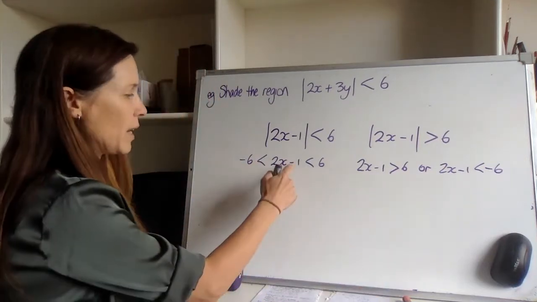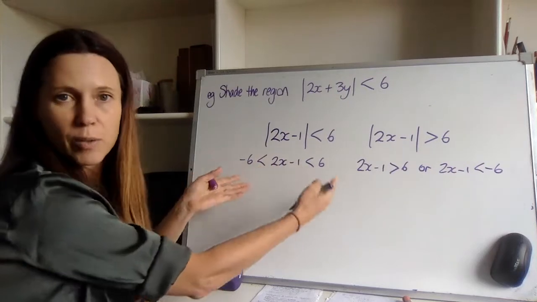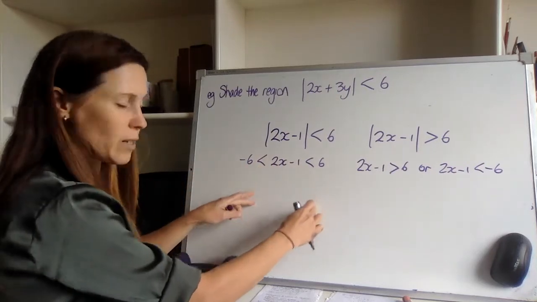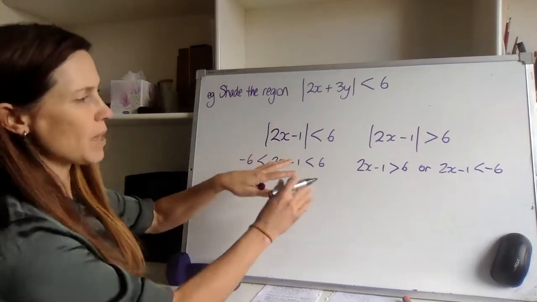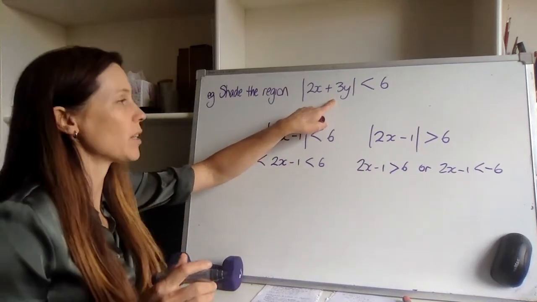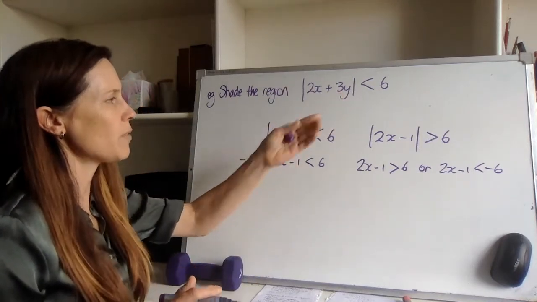And this one, we can add 1 to all 3 parts and then divide all 3 parts by 2, and our answer just drops out, and it's already looking like an in-between solution. Okay, keep that in mind now while you look at this one, which has actually got a y in it, because we need to graph something here.